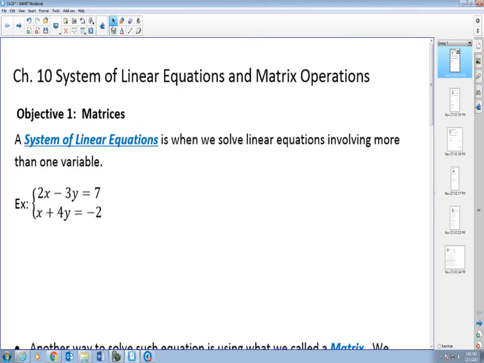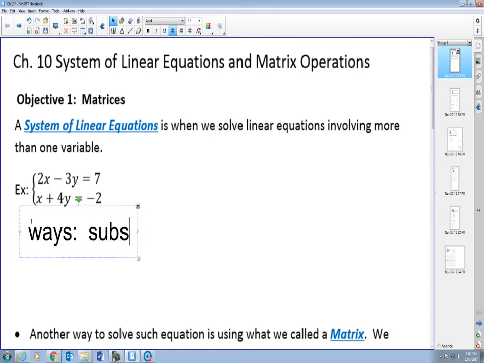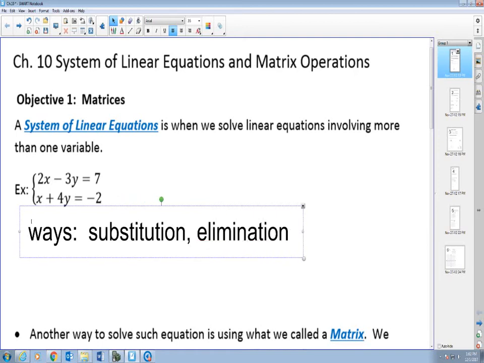Here I'm going to type out the ways to solve a system of linear equations. In Algebra 2 classes, you probably heard something called the substitution method. You probably heard something called the elimination method. You probably also learned how to graph your linear equations and see where the two straight lines intersect. So you can do it by graphing.